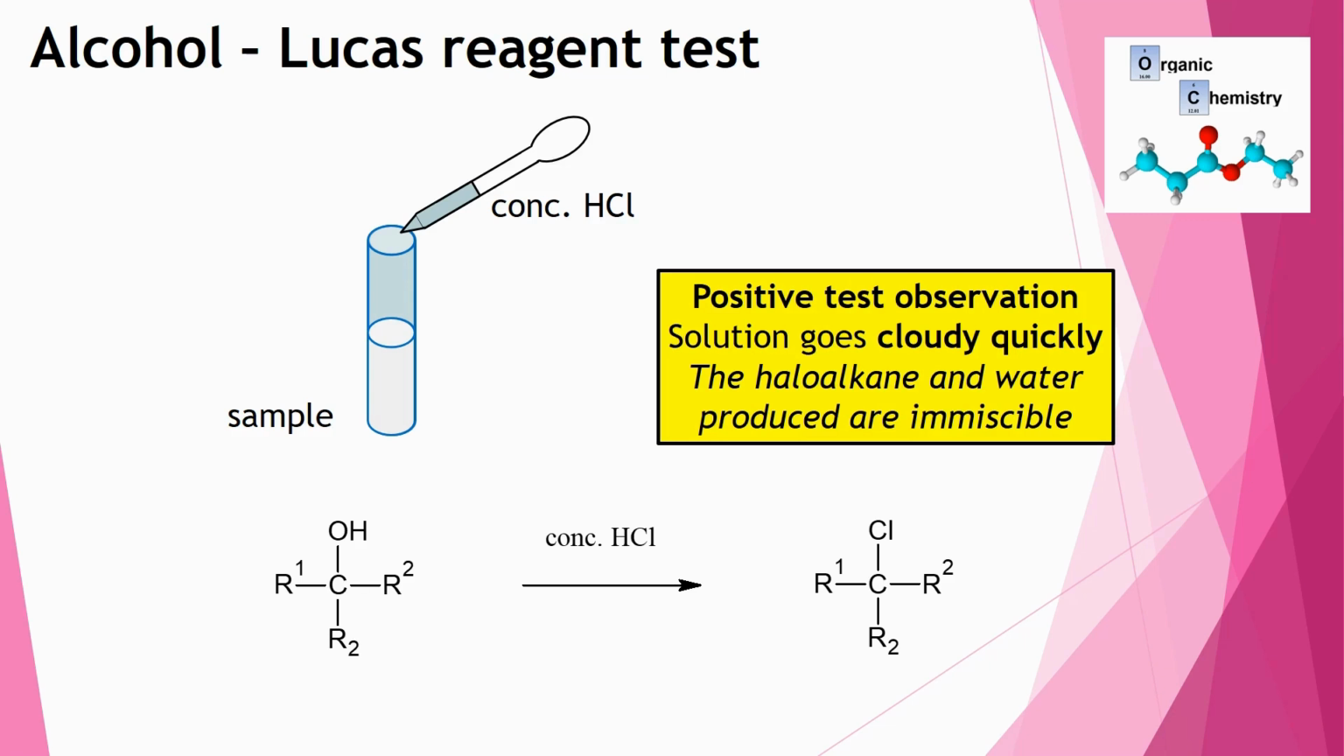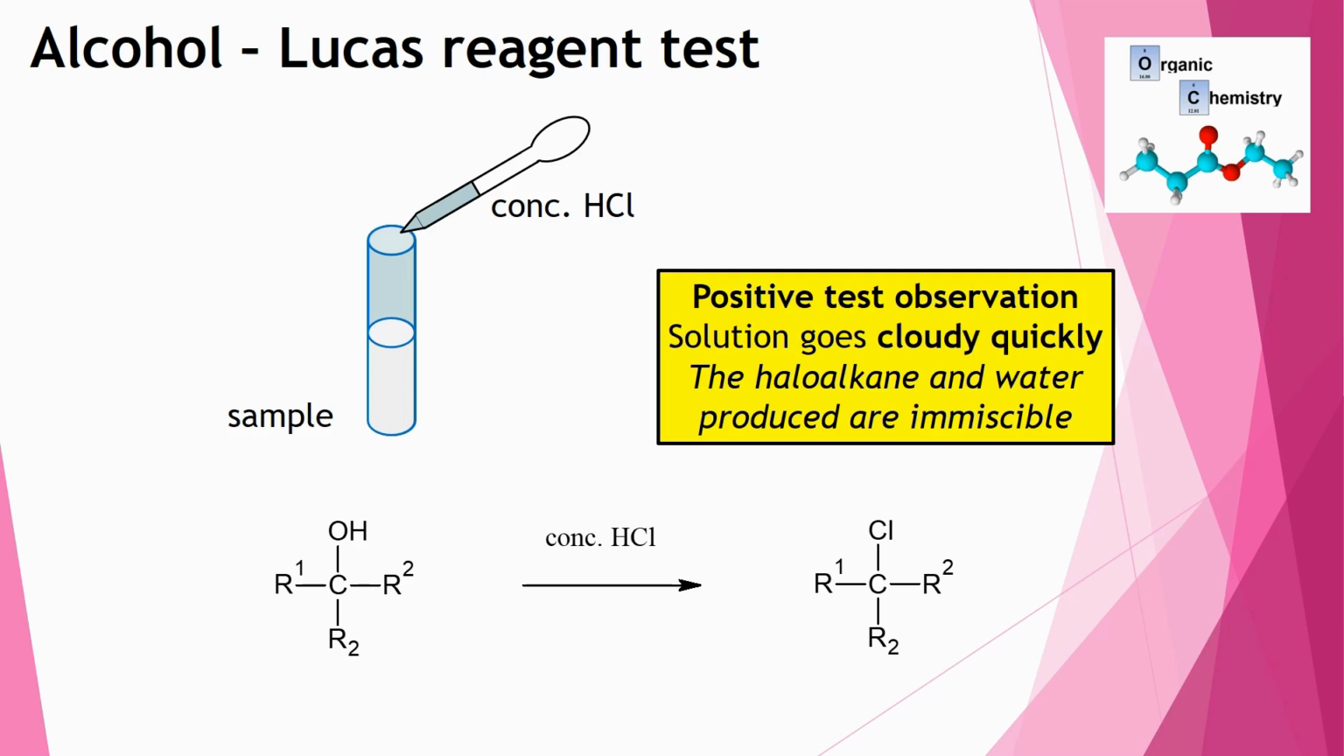And actually what happens in this reaction is the alcohol group is replaced by the Cl to produce a chloride group, and the H and the OH get together and make water. And it is the two products, the haloalkane and the water, when you make those and they are together in the same solution, they don't dissolve in each other, they're insoluble, they're immiscible, so they produce that cloud.